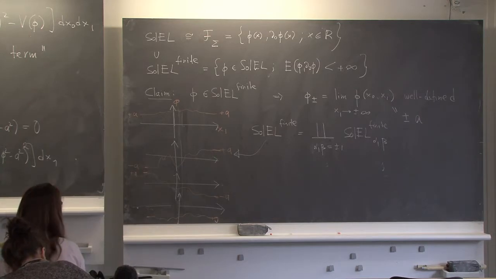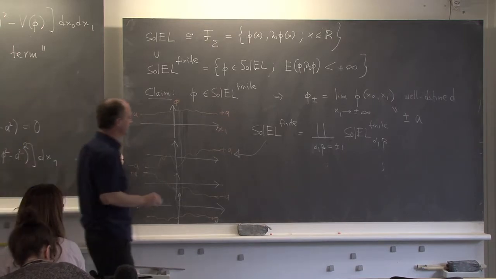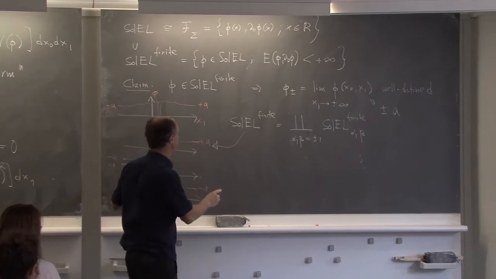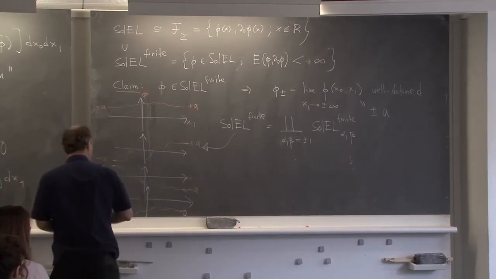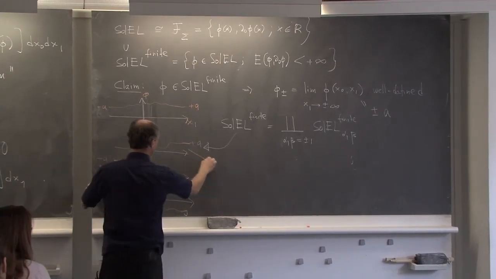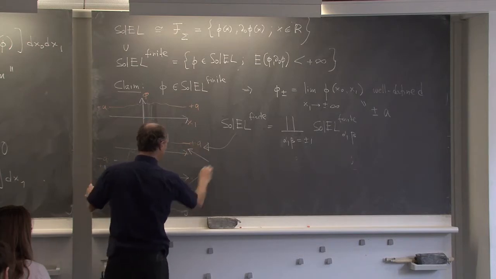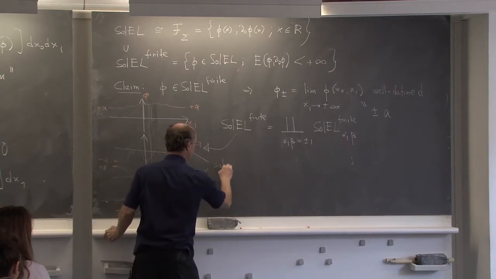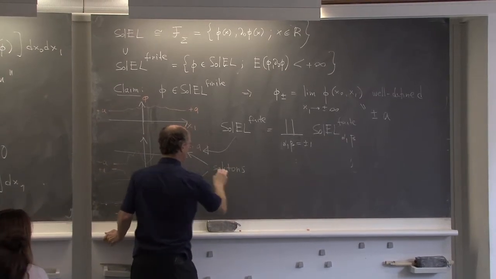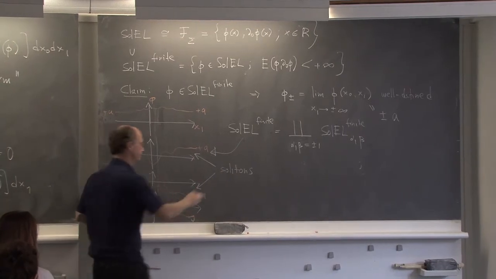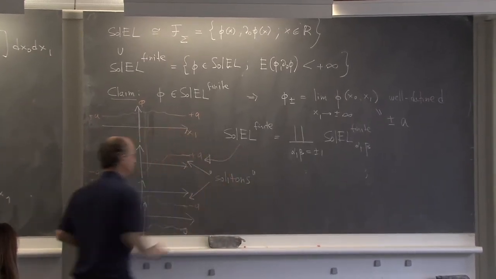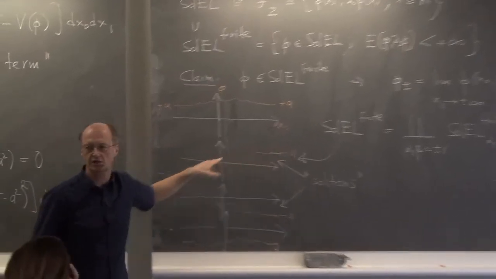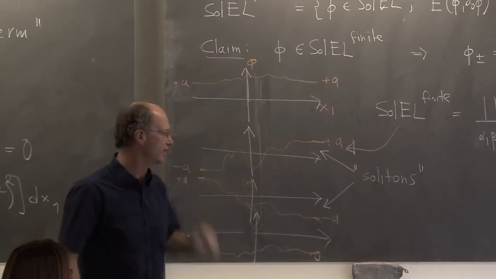So perhaps a little bit about the terminology. The solutions of this type or of that type, they're called solitons. So solutions where there is a change from one asymptotics to the other one.